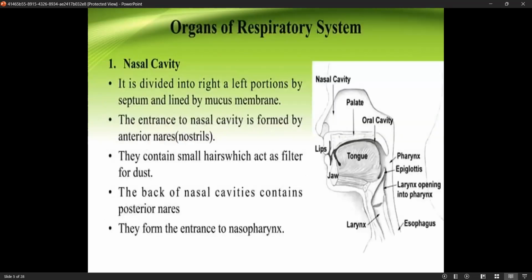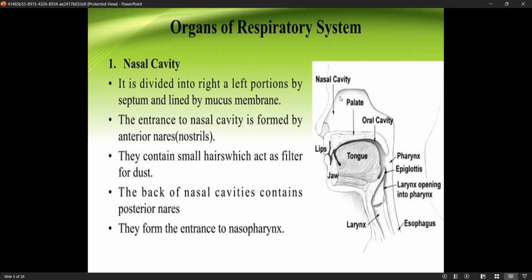So let's talk about the organs that are present in the respiratory system one by one. The first we can see in that structure is the nasal cavity, right? So first here you can see the image of the nasal cavity.